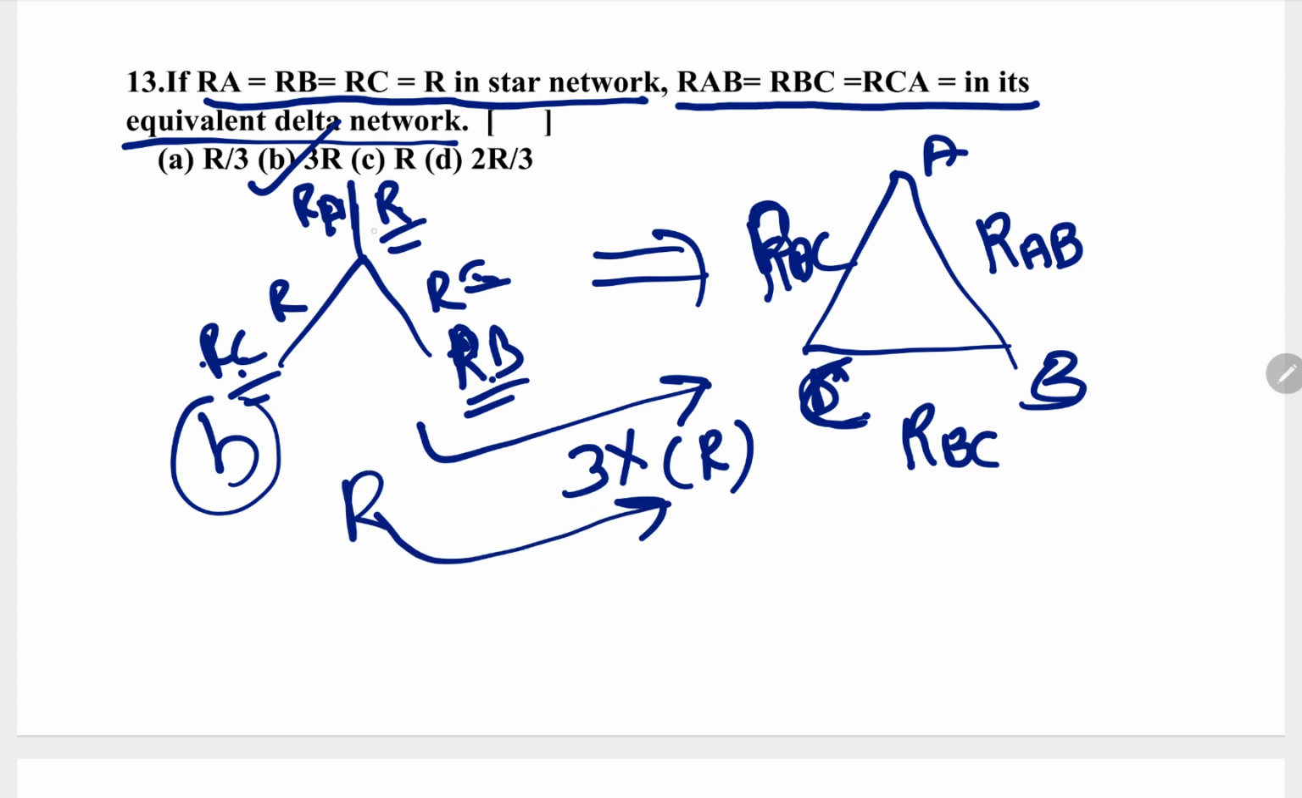The value is increasing. Just for the sake of understanding and remembering: star is an open, weak network, and delta is a strong network with more value. R is small, 3R is more, like that.